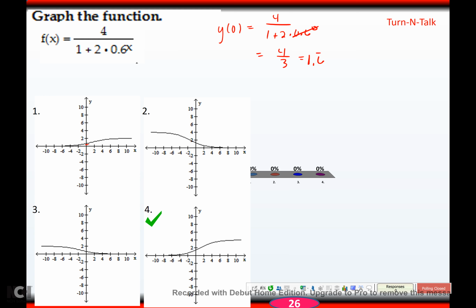So this is not 1.6, because that's not even halfway. This is not 1.6. It's not even halfway. That looks like 1.6, and that looks like 1.6. So it's between those two. Well, your S, guys, always goes this way unless you have those reflections, like if your fraction was negative or whatever. But it's not, so it's got to be 4.